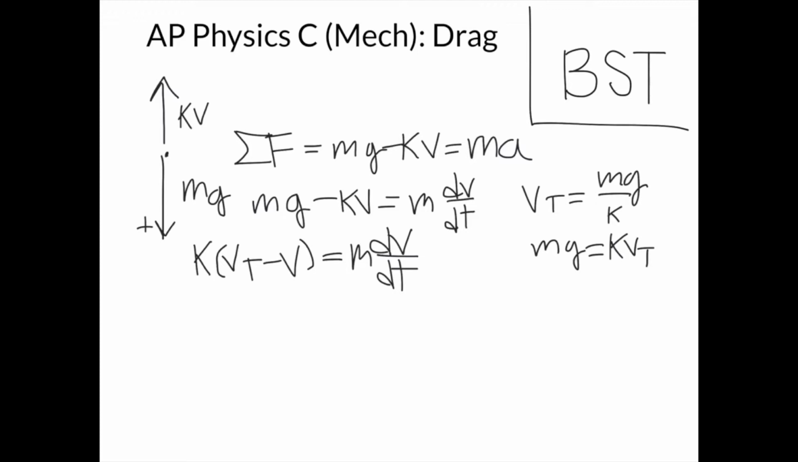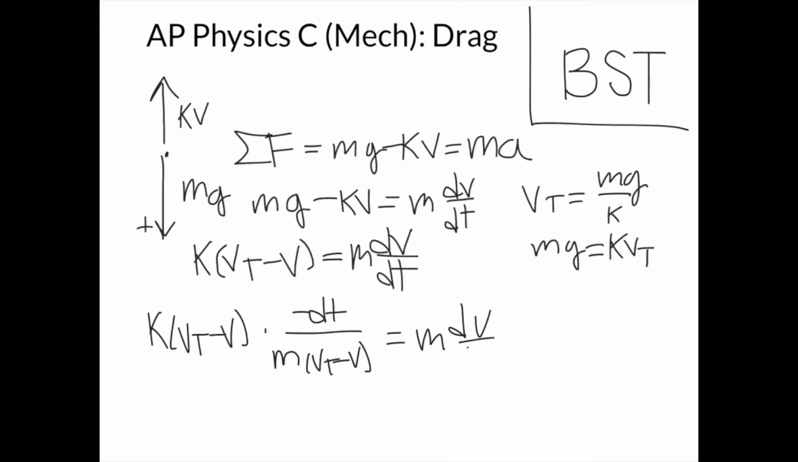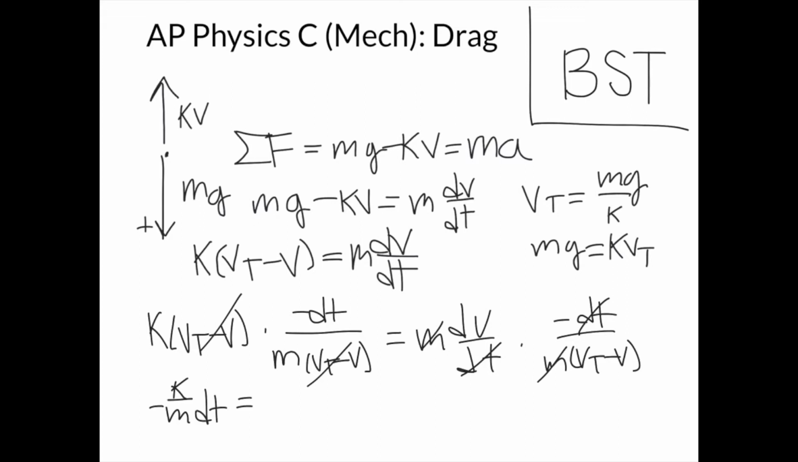I'm also going to multiply both sides by negative 1, and that's just going to simplify things. So I'm multiplying everything by negative dt over m times v terminal minus v. Of course, things cancel here, and I just have negative k over m dt is equal to dv over v minus v terminal, where I get rid of the negative just by switching the order of v and v terminal.